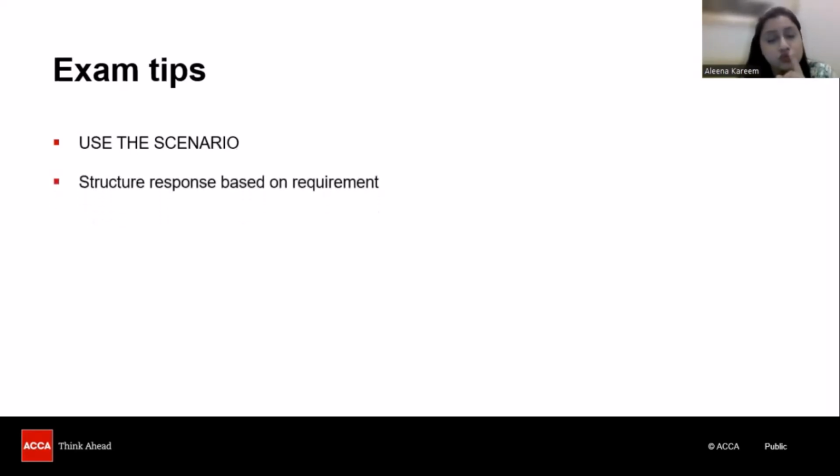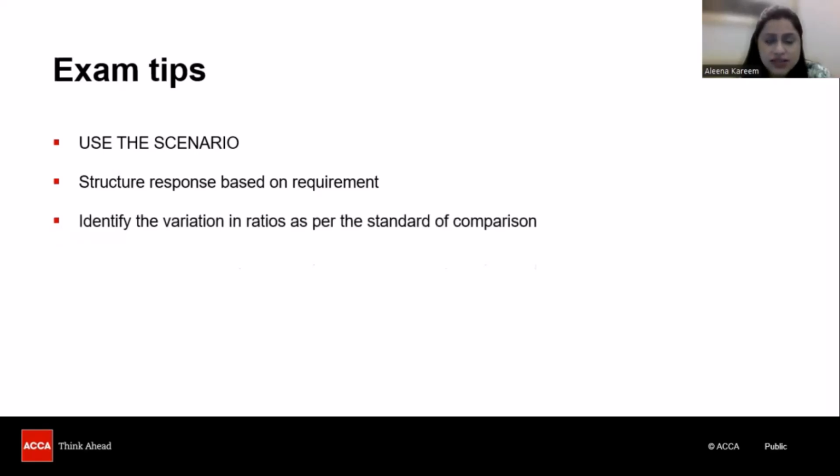Use the scenario, use it wisely. Your scenario is your best friend in your exam. So use it. Every single point that is mentioned in the scenario, that's going to impact your answer. Mark my words. No extra information is given in the question. So use that. Structure the response based on the requirement. Identify whether the question is asking you to comment on the performance of the company, on the position, on the ratios. Identify what the question is asking and then write the relevant answer.